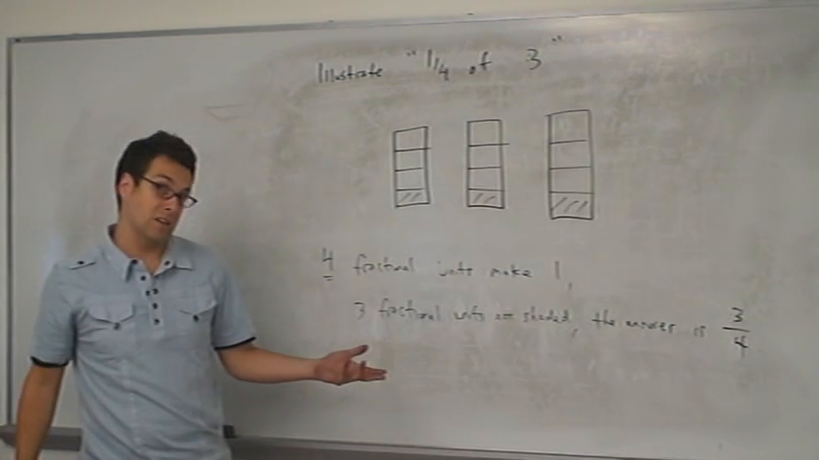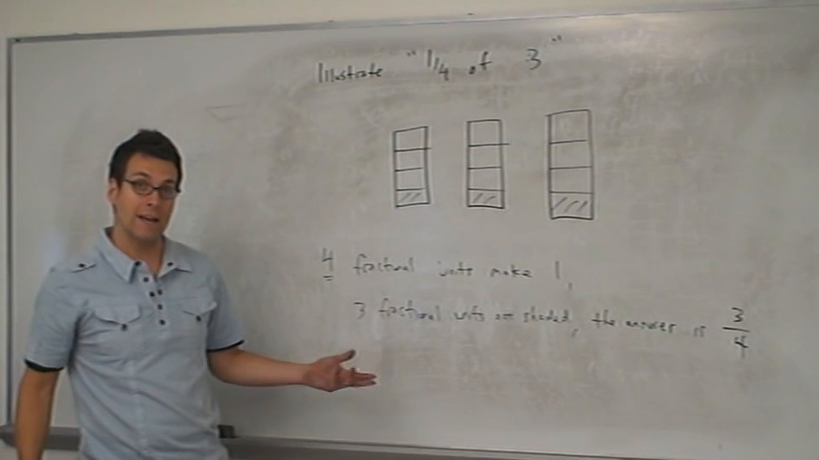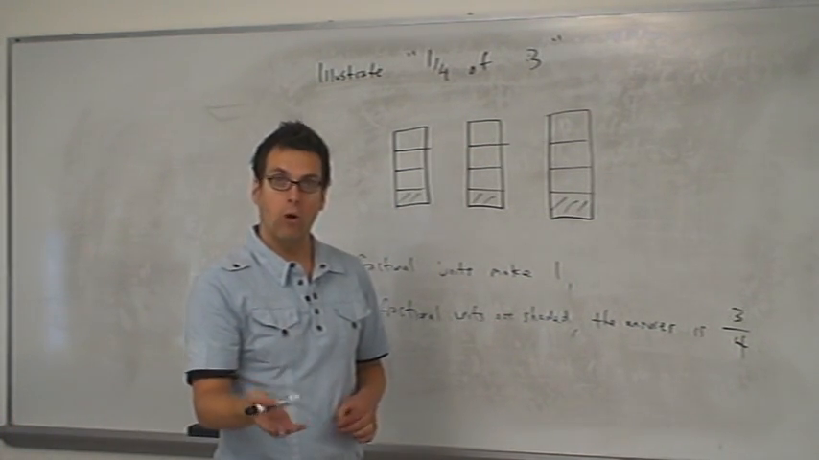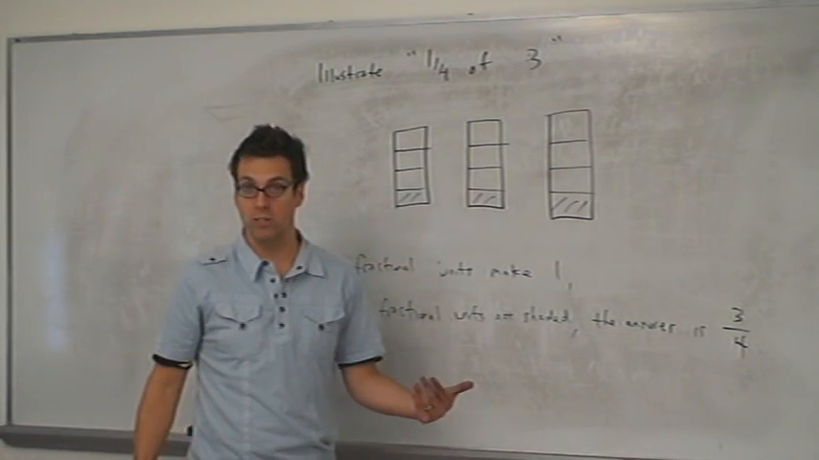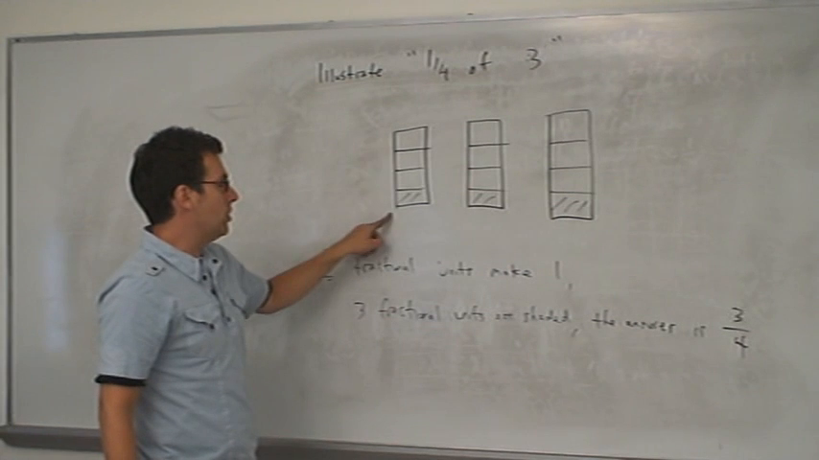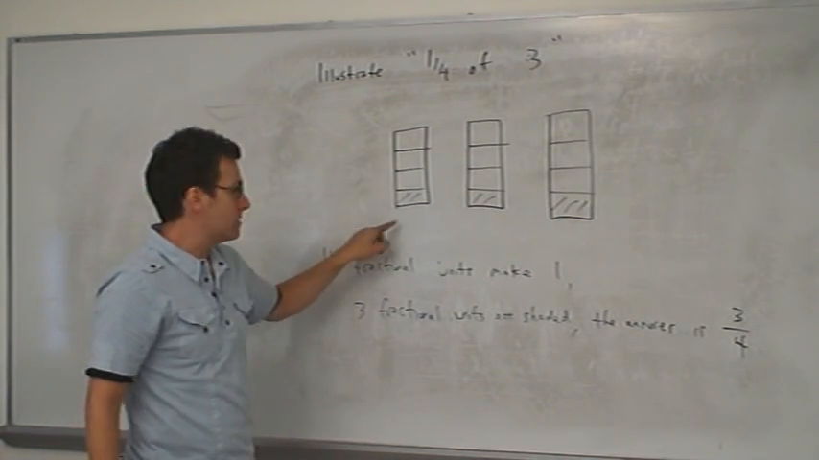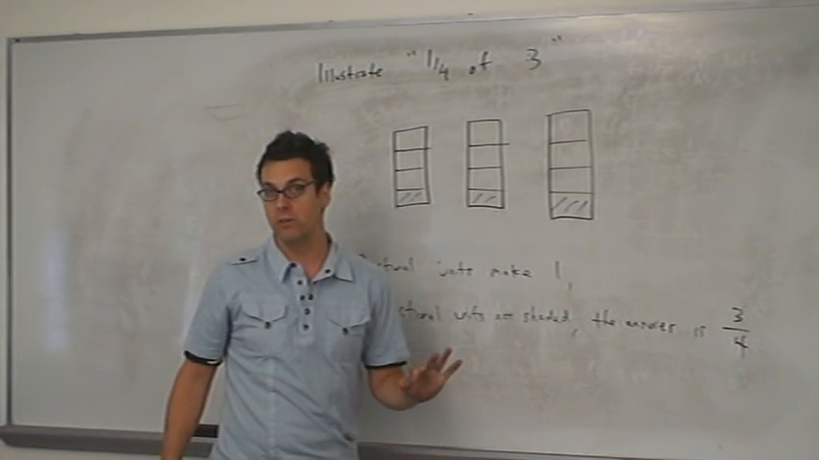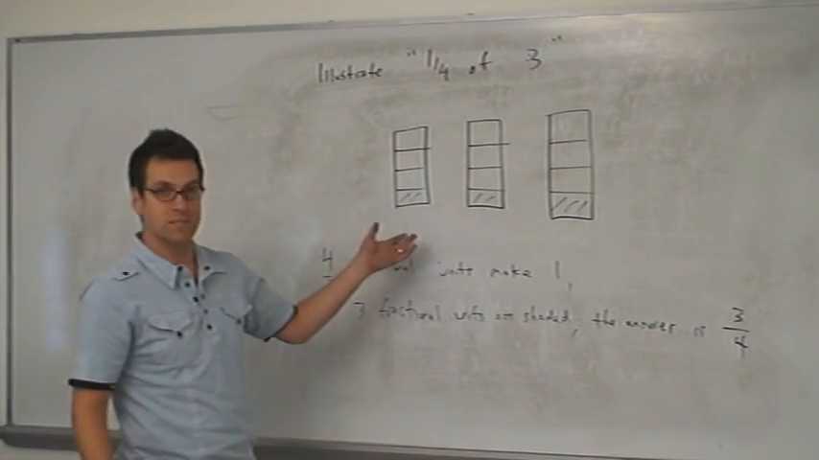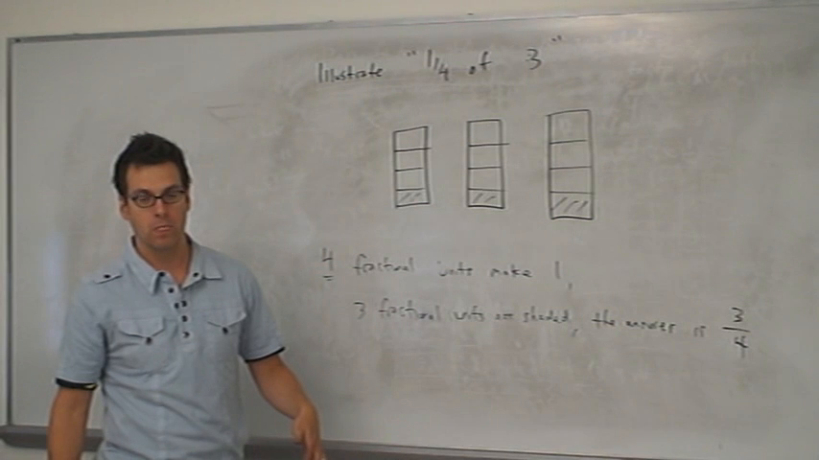Because again, that's the significance of the numerator and denominator in a fraction. The denominator of a fraction signifies how many fractional units make the whole. The numerator signifies how many fractional units we're interested in. Again, if we look at the diagram, 1 unit is 4 fractional units. 3 total fractional units are shaded. So the actual fraction of 1 that is shaded in this diagram is in fact 3/4.